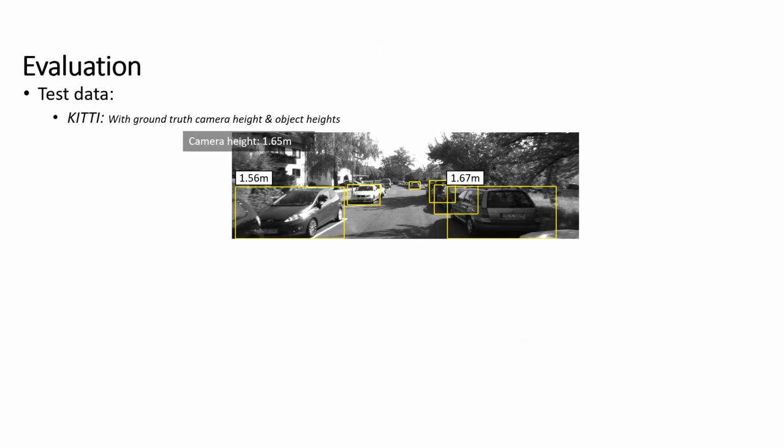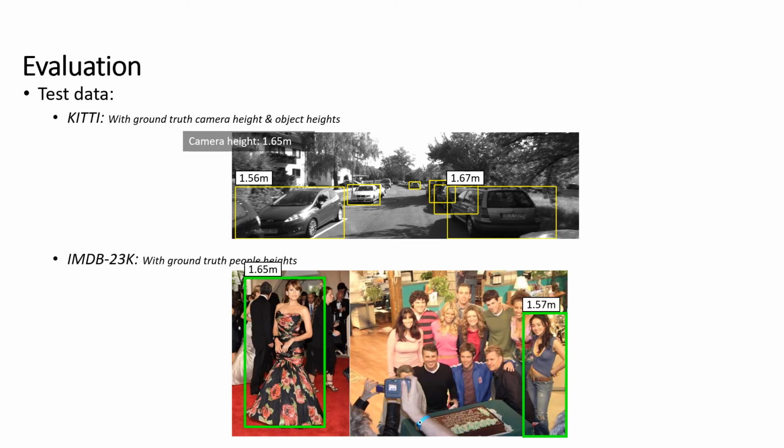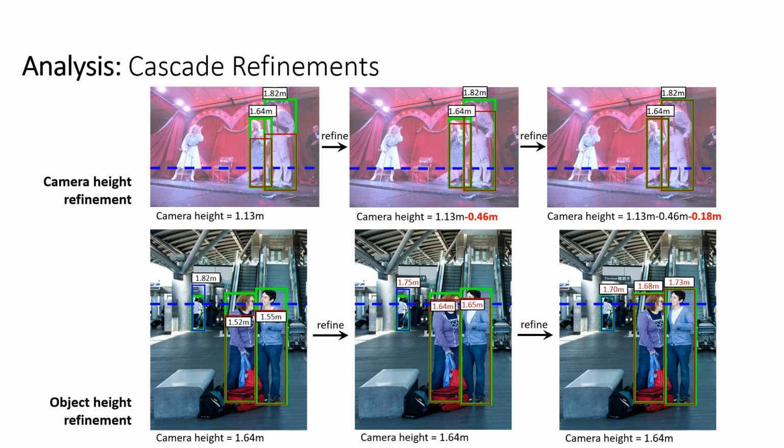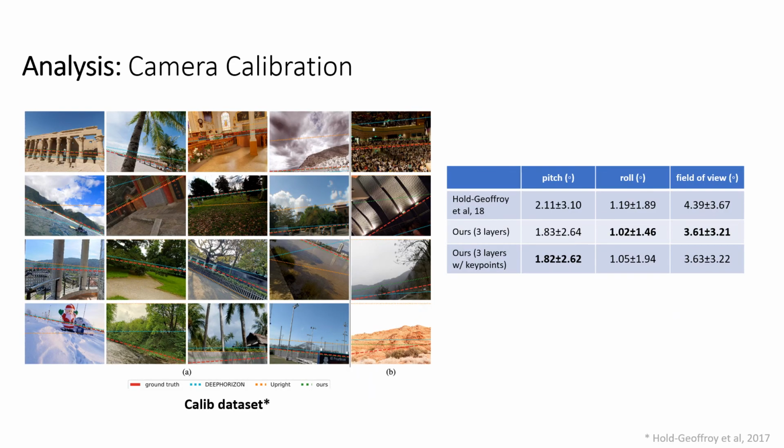For quantitative evaluation of the object height and camera height estimation, we leverage datasets with ground truths from KITTI and the IMDb-23K celebrity dataset. We report quantitative results on bounding box reprojection errors, object heights, and camera height estimation on KITTI and IMDb-23K. We demonstrate that by learning to refine camera height and object height estimation from bounding box reprojection residuals in a cascade manner, we are able to significantly improve the estimation results. We also achieve state-of-the-art camera calibration performance on the camera calibration dataset.